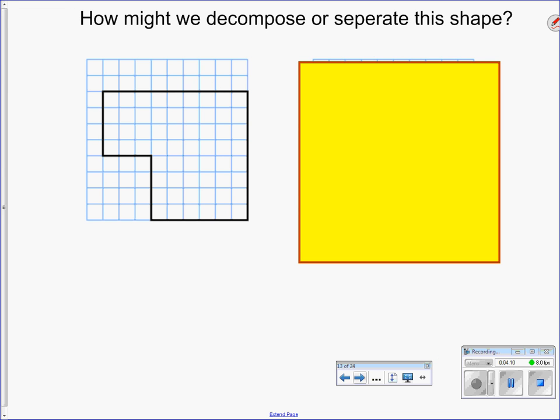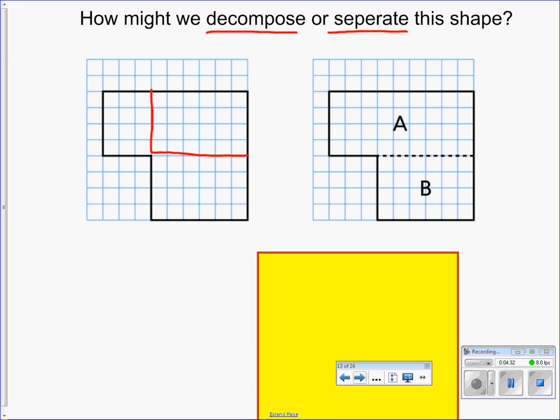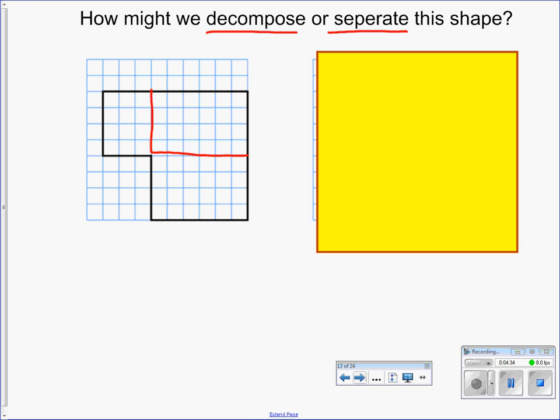How might we decompose or separate this shape? And the word decompose, as you can see here, just means to separate, take it apart. So we could take this and we could either separate it here, or we could separate it here. It just depends on which one you feel comfortable with. It can be done either way. Okay, on this one they went across to show it.